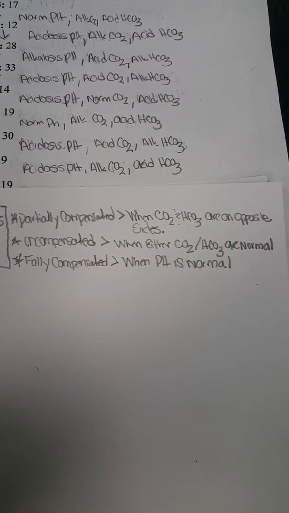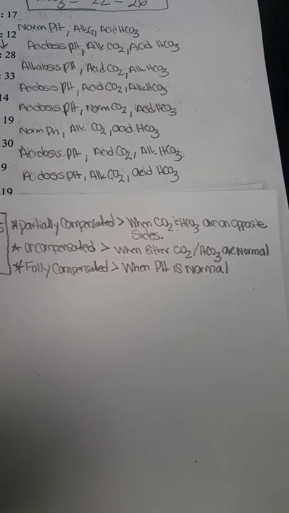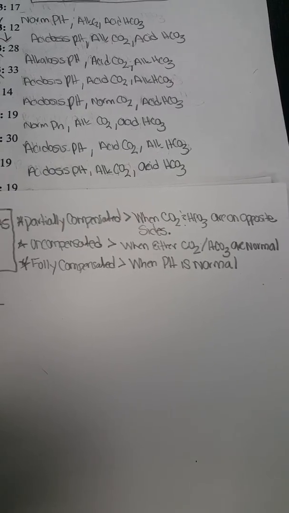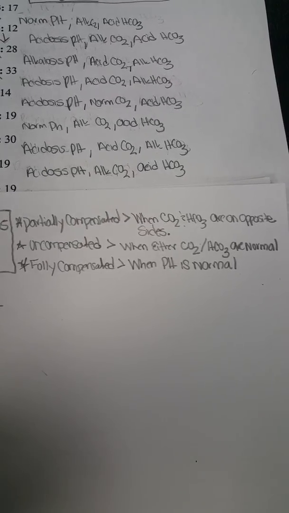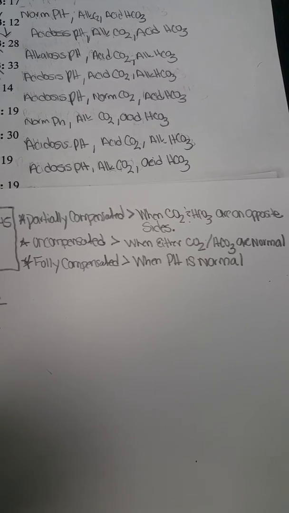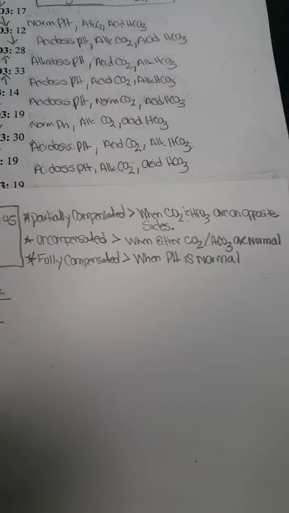Now for partially compensated, it's going to be when the CO2 and the CO3 are on opposite sides. The uncompensated would be when either the CO2 or CO3 are under the normal. And fully compensated is when pH is normal. So let's go ahead and do an example.